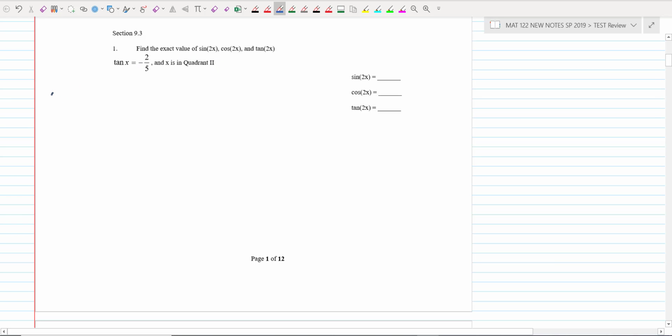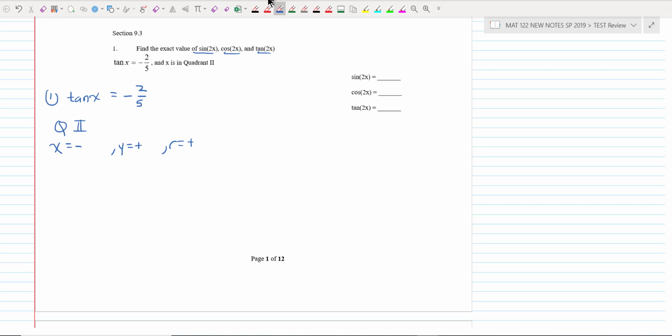All right, so the first thing on this problem is we're going to find the value of sine 2x, cosine 2x, and tan 2x given this information. So to start with, I'm going to begin here. You're given that the tangent of angle x is negative 2/5, and you're given that you're in quadrant 2. So if you're in quadrant 2, you know x is a negative number. You know y is a positive number, and r, of course, is always positive.